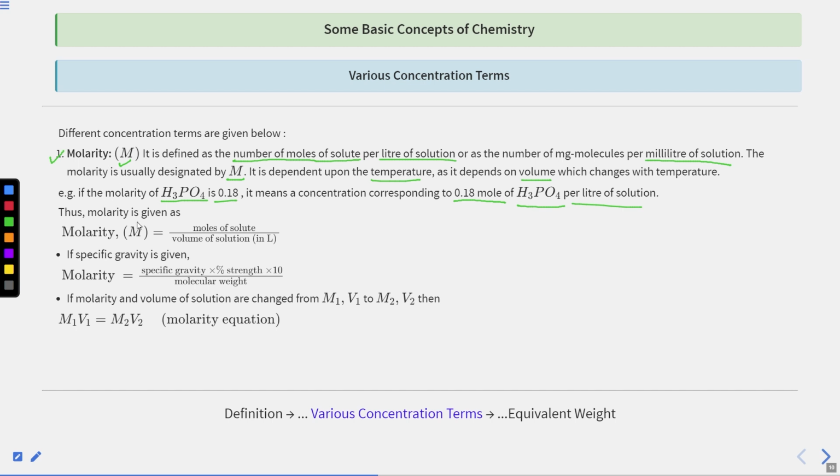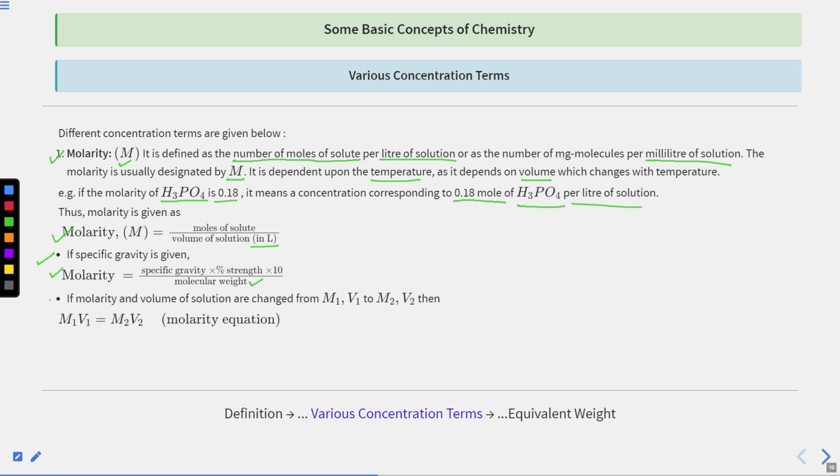Okay, so the molarity is given as moles of solute upon volume of solution in liter. Okay, if specific gravity is given, then the formula will change to specific gravity multiplied by the percentage strength multiplied by 10, divided by the molecular weight.